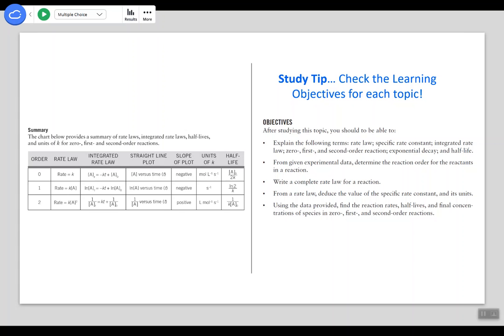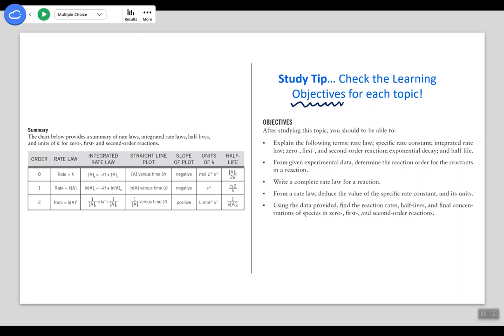I wanted to draw your attention to the fact that we have some learning objectives throughout your workbook. So if you're looking for a study tip for our upcoming exam, check to see what the objectives are at the beginning of every topic. And how confident are you in doing all of these things? For example, by the end of this topic, you should be able to explain rate law, specific rate constant, integrated rate laws for all these 0, second, and first, exponential decay, and half-life. If you can confidently explain those to your roommate, you're good with point number 1.